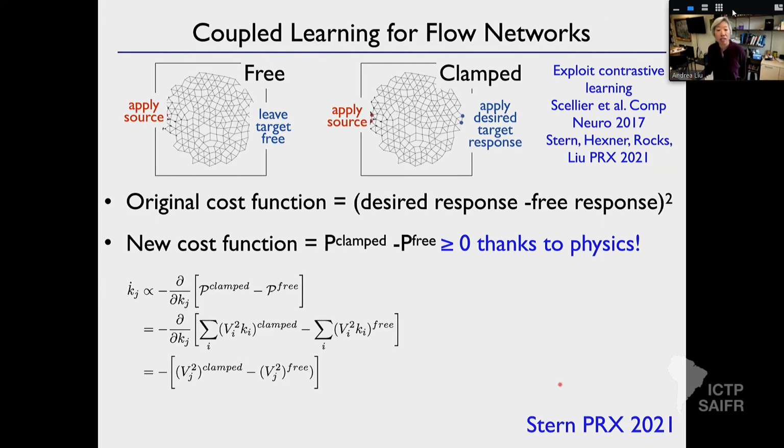And the same works for power. So this is in the language of an electrical network. Here's the power dissipated in the clamp state minus the power dissipated in the free state. That I do gradient descent on the conductances. And now the change of conductance of edge J just depends on the voltage on edge J in the clamped and the free states.